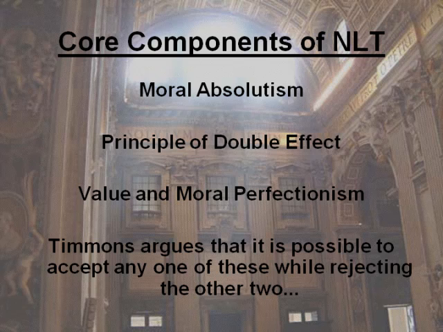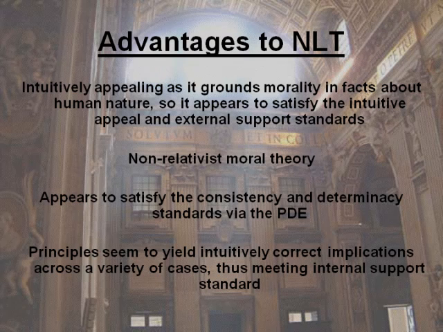Now remember that we had three major components of natural law theory. Moral absolutism, again, that certain things are absolutely wrong no matter what. The principle of double effect, again, our decision-making procedure that helps us figure out moral dilemmas. And our third, value and moral perfectionism. That is that there are things about human nature that we should continue to work to perfect, our certain capabilities and so forth, and that we can understand these through rational observation. Now, Timmons argues that it may be possible to accept any one of these while rejecting the other two. So let's take a look at this as well.